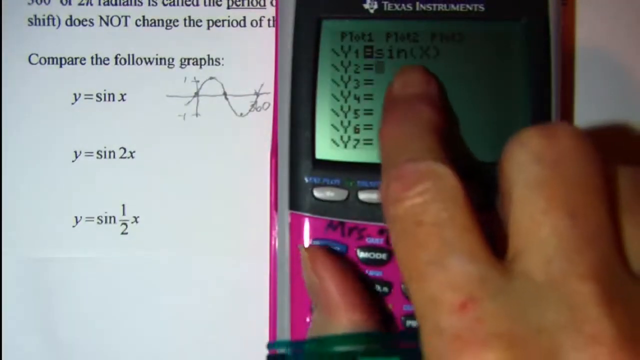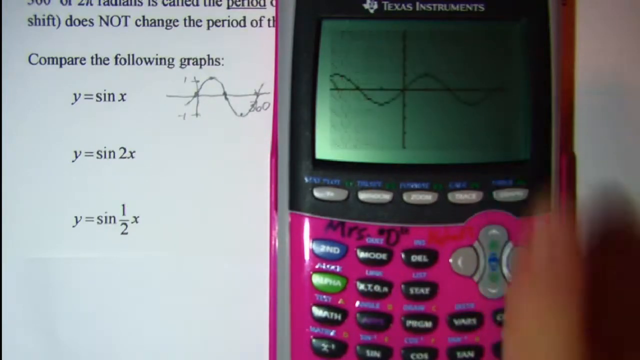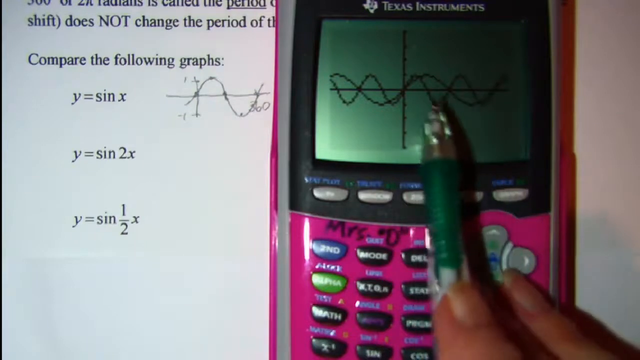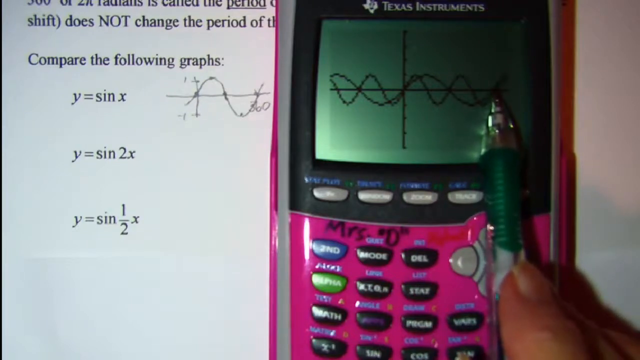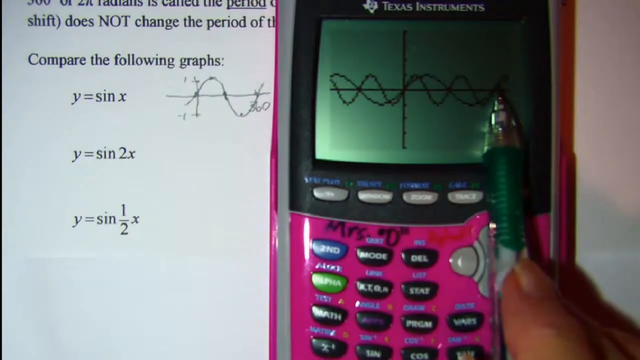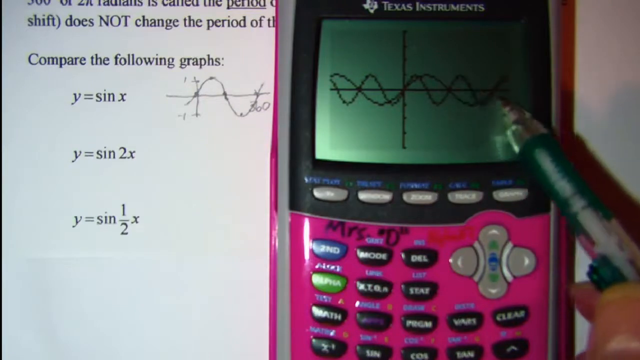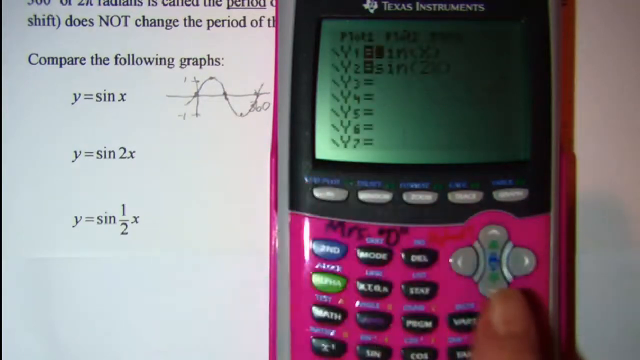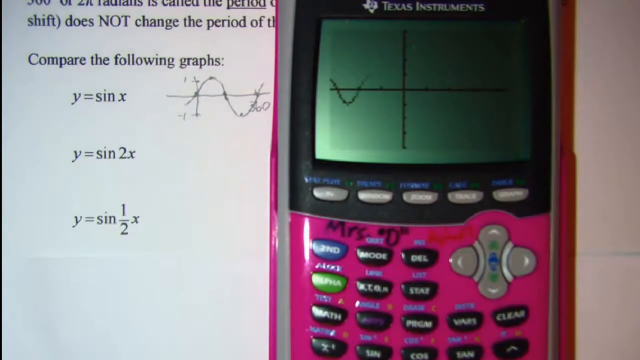I'm going to keep this curve showing for a little bit so that you can compare the two. So sine 2x. Now notice that from this point to this point was one period for our basic sine curve, but I get two curves done in that usual 360. Let me turn off the first one that I had so that it'll be a little more clear.